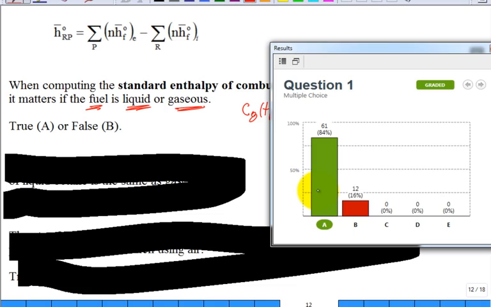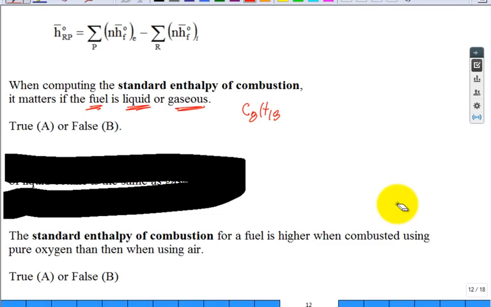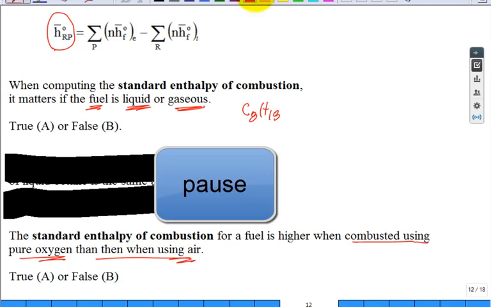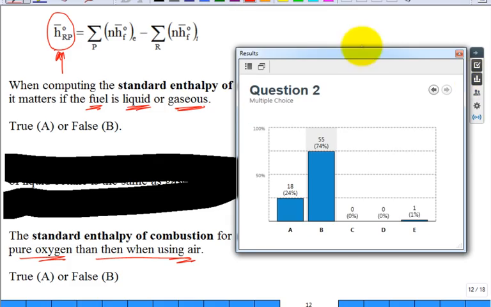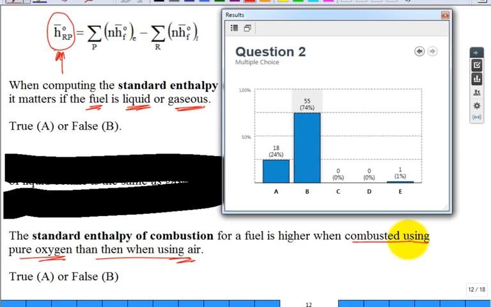The standard enthalpy of combustion for a fuel is higher when it's combusted using pure oxygen than when using only air. So we'll stop it and go ahead and show the results. It really does not matter how the oxygen gets there, whether it's coming from a pure source or from air.